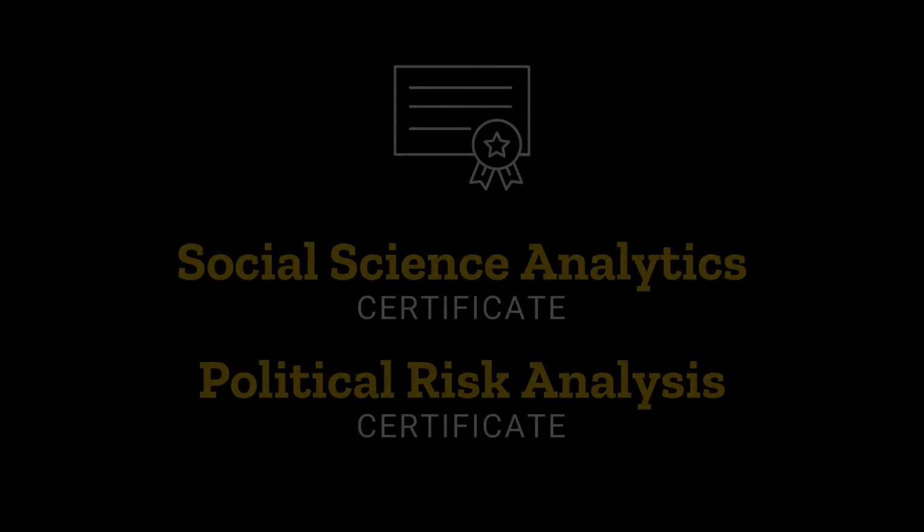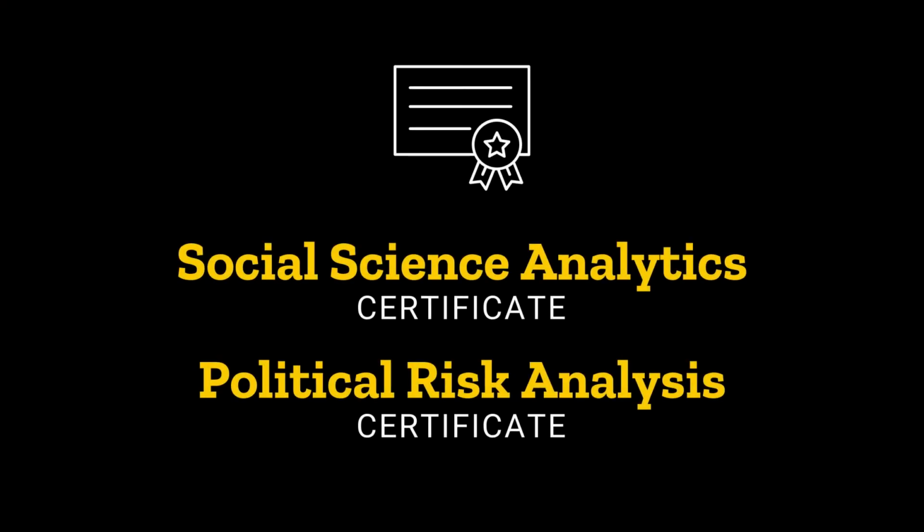For instance, our students interested in going into business might pair their major with an international business certificate, while a student interested in journalism might choose to major in journalism as well as political science or international relations. Students interested in policy will often look towards the Department of Economics for a major or a minor, while those interested in working in international human rights might choose the certificate in human rights to complement their political science or international relations major. Our department offers 2 very popular certificates, social science analytics and political risk analysis.